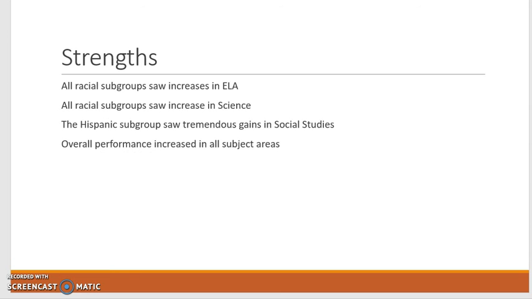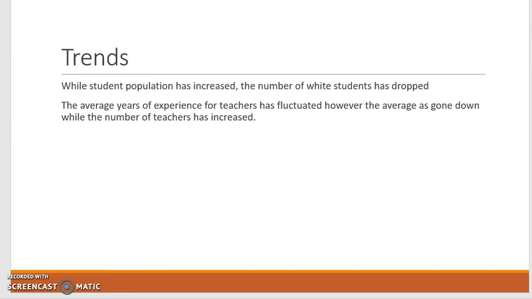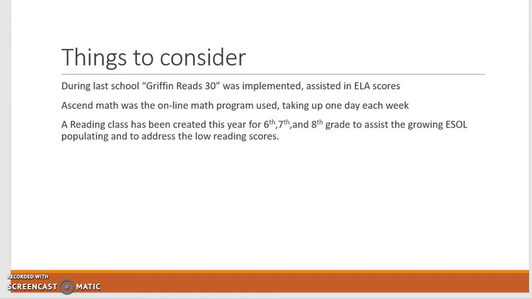Strengths: all racial subgroups saw increases in ELA, and all racial subgroups saw increases in science. Hispanic subgroups saw tremendous gains in social studies. Overall performance increased in all subject areas. While student population has increased, the number of white students has dropped, and the average number of years of experience for teachers has fluctuated. However, the average has gone down while the number of teachers has increased.